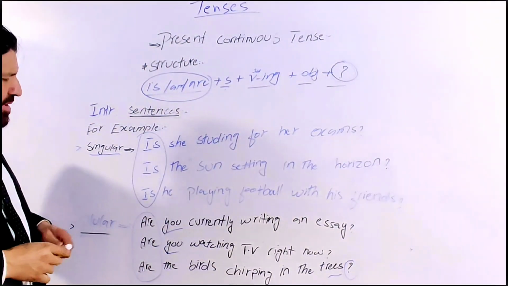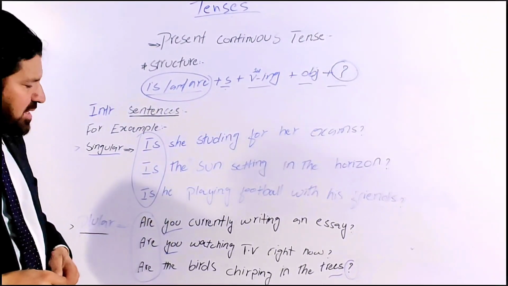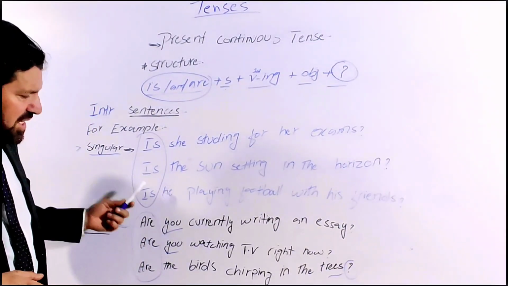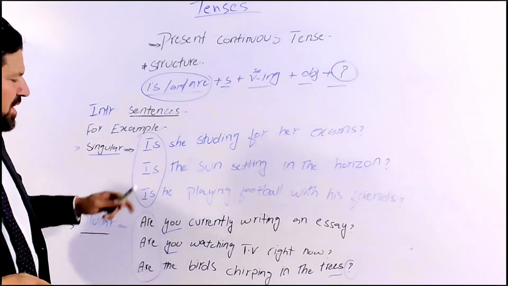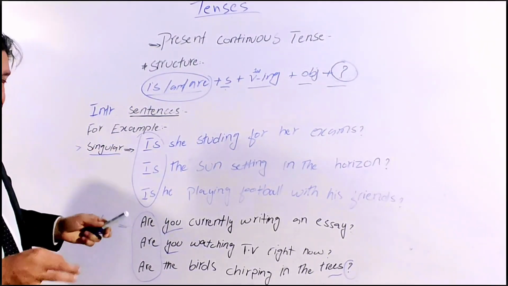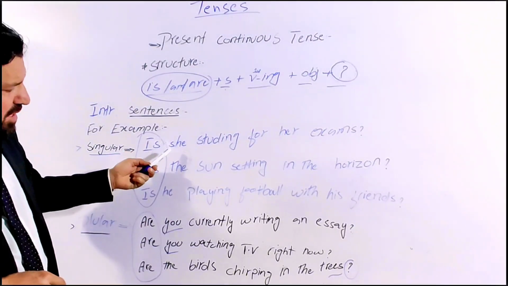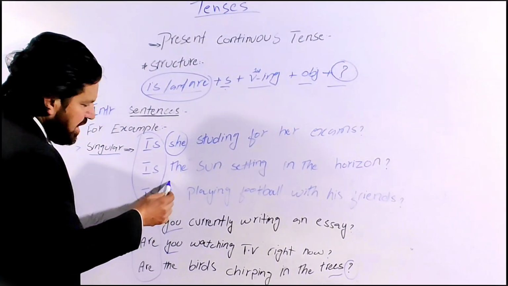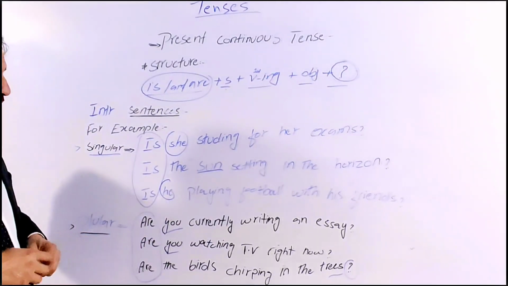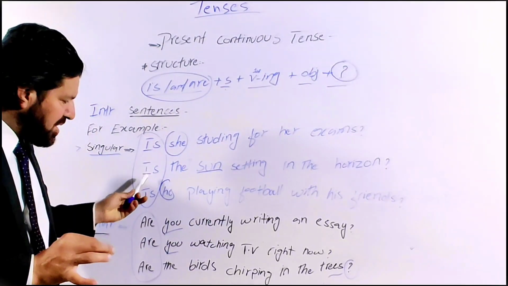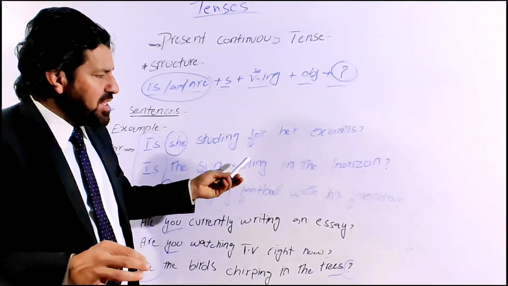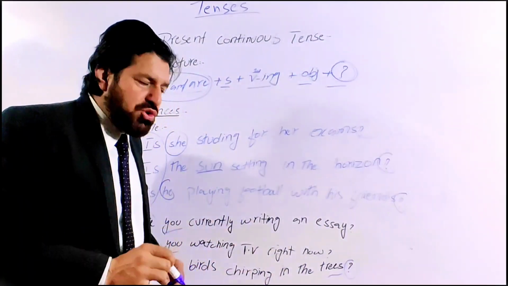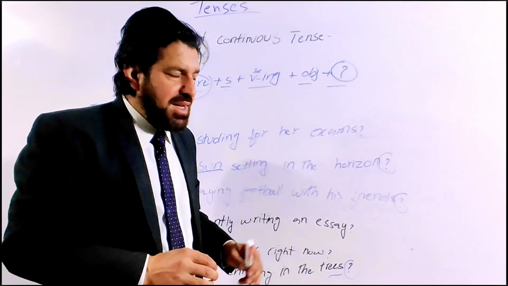For example: Is she studying for her exams? Is the sun sitting on the horizon? Is he playing football with his friends? So here we use "is" at the initial of the sentence, then the subject: she, he, the sun. We use the helping verb at the start, then the subject, then the verb form, then the object, then the question mark. This is very important. In all interrogative sentences you have to use a question mark at the end.